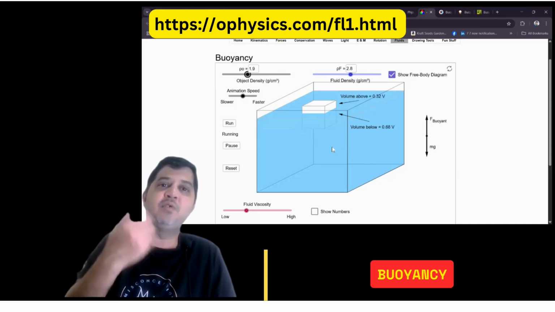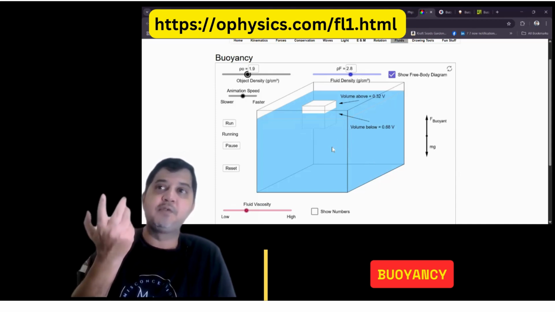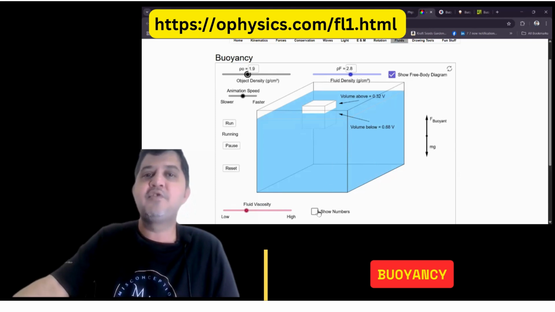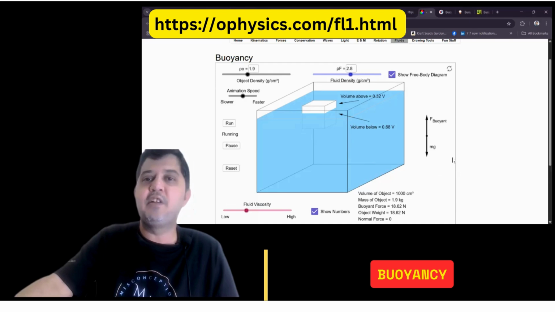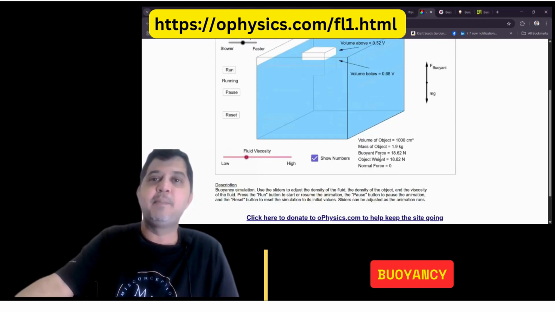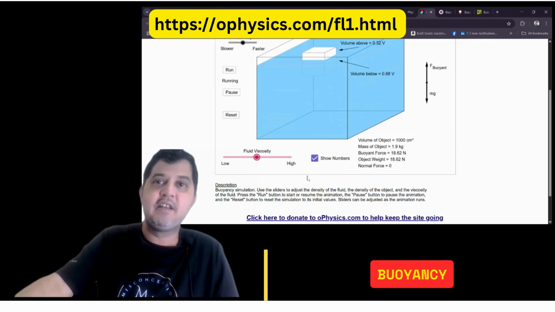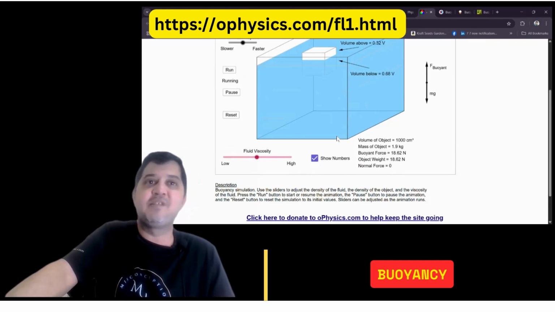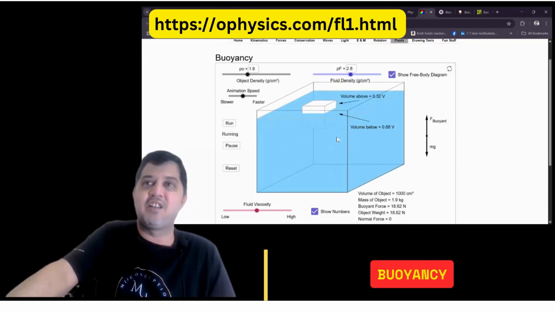You can ask them to write down, find out the volumes or values of the buoyancy force, and then get the answer. You can click on this show numbers to get the values of the buoyant forces over here. You can change the fluid viscosity over here and find the effect of this. Is there any effect which has been shown? You can ask all these questions. You can pull this one. No, you cannot pull. Maybe in the next simulation, you have a wonderful simulation as compared to this. You can try with that also.